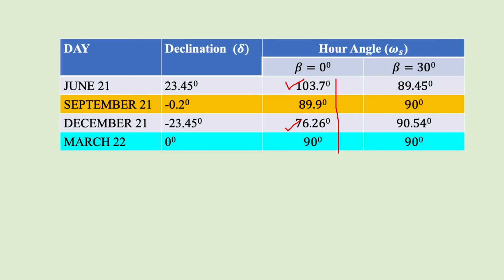Whereas if the surface is inclined, means beta is 30 degree, then irrespective of the day of the year, the duration of the sun radiation received by the surface is almost the same, because if we see the values, all are almost 90 degree. There is a very little variation of 0.5 degree. So this has a great significance, and out of this outcome I am going to make a very important statement.